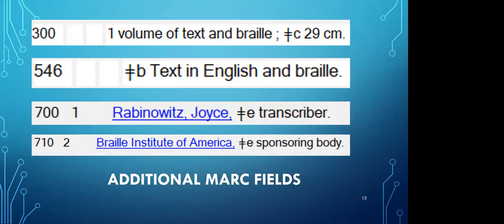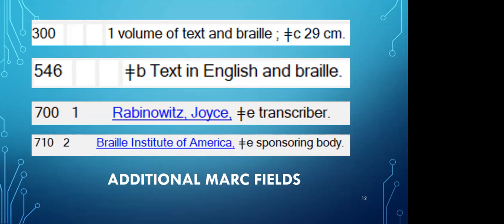All right, here are some other additional MARC fields that I have added to records. So the first two examples are for the same item. In the 300 field, physical description, I recorded 1 volume of text in Braille. In the 546, which is the language note, subfield B, I added text in English and Braille as a note.